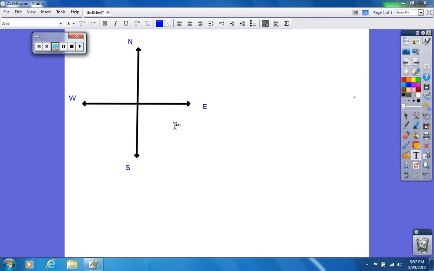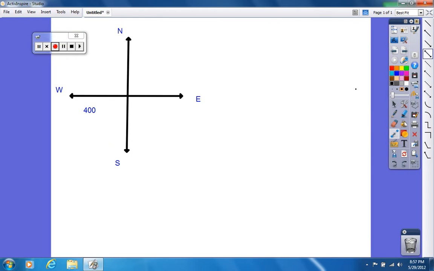Okay, so we're going to talk about the vector word problem, and the first thing we know is that a plane is traveling west at 400 miles per hour. Let me put the 400, and that the wind is approaching northwest. So I'm going to take this, let's pick a different color. The wind is northwest at 60 miles per hour.